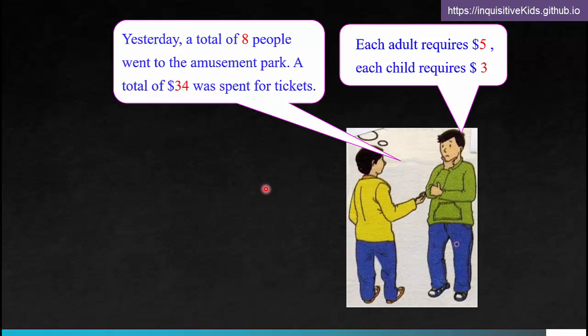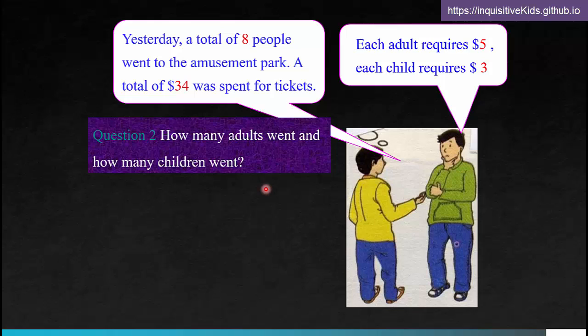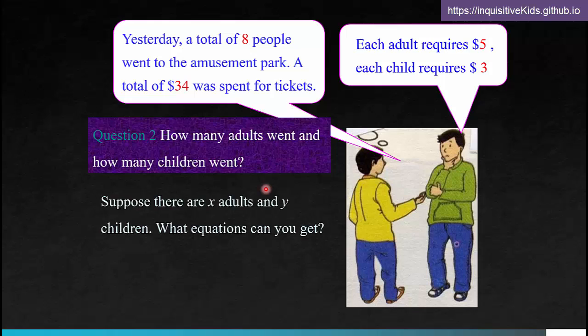Here's another example. Yesterday, a total of 8 people went to the amusement park. A total of $34 was spent for tickets. Each adult requires $5. Each child requires $3. Question: how many adults went and how many children went? Again, pause the video to try to set your own variables and then use those variables to list down the relationships given in the problem. Suppose that there are X adults and Y children. What equations from this can you get?